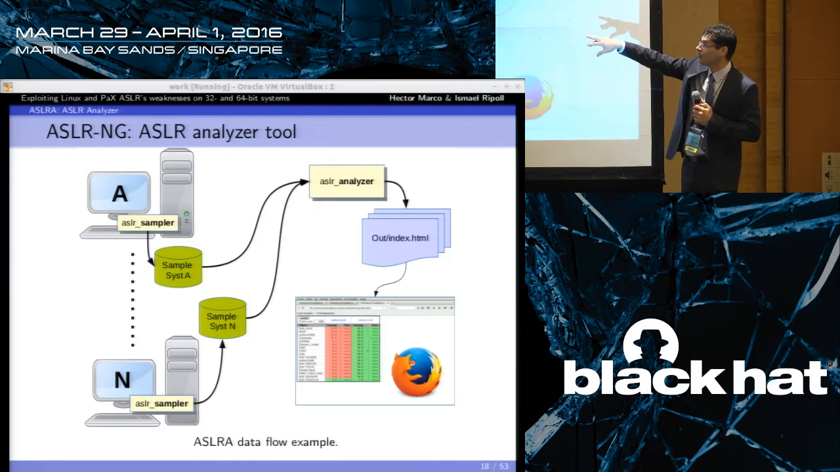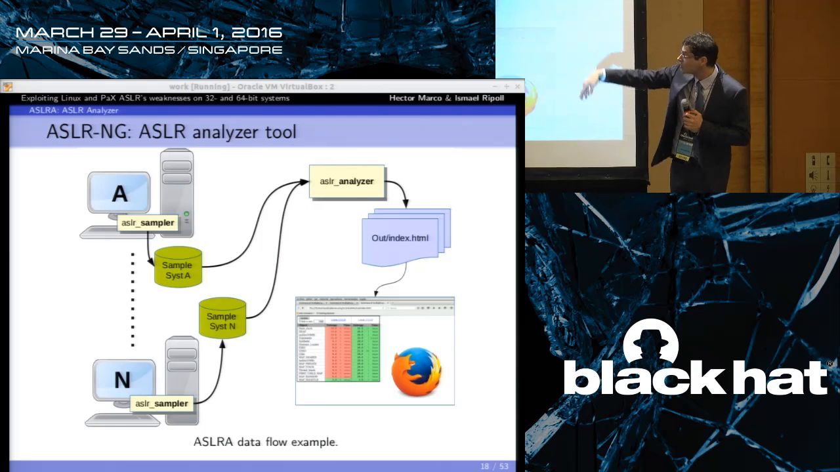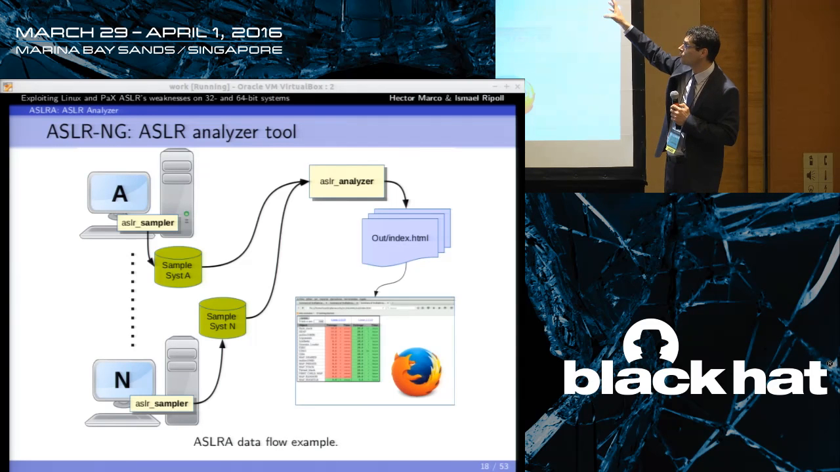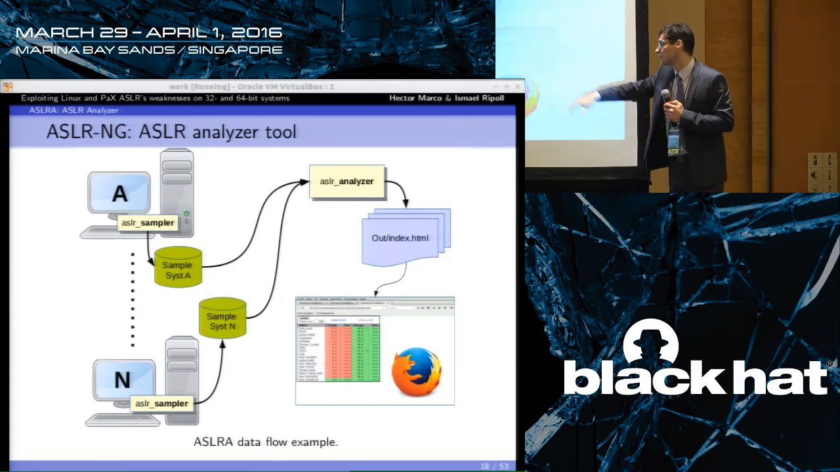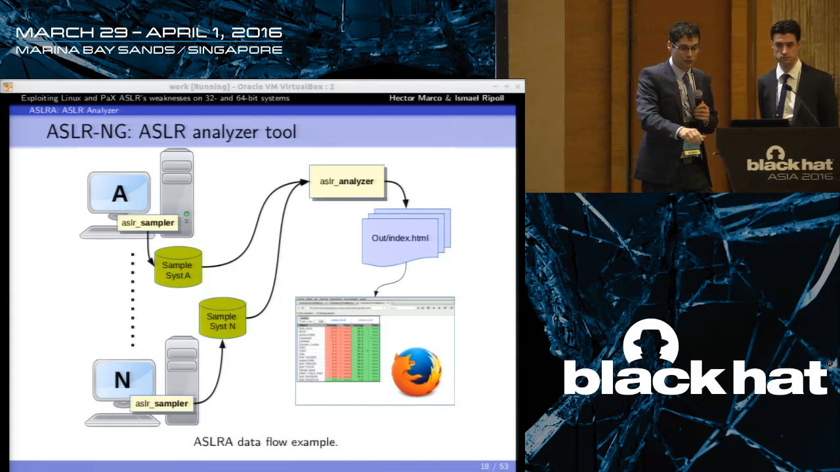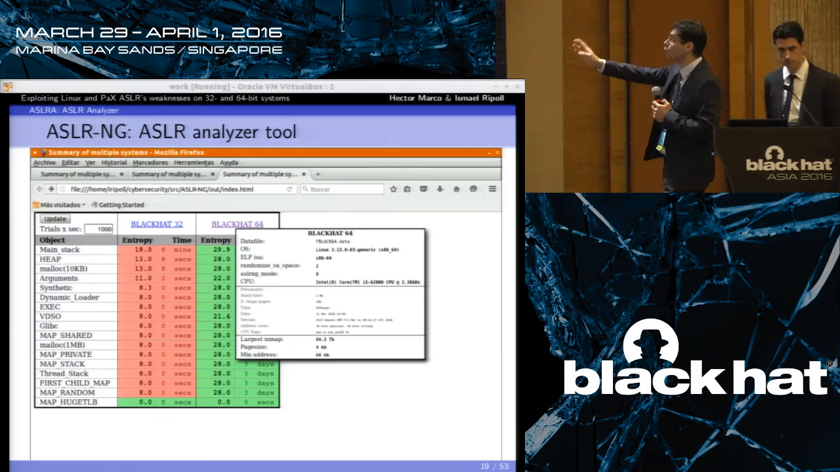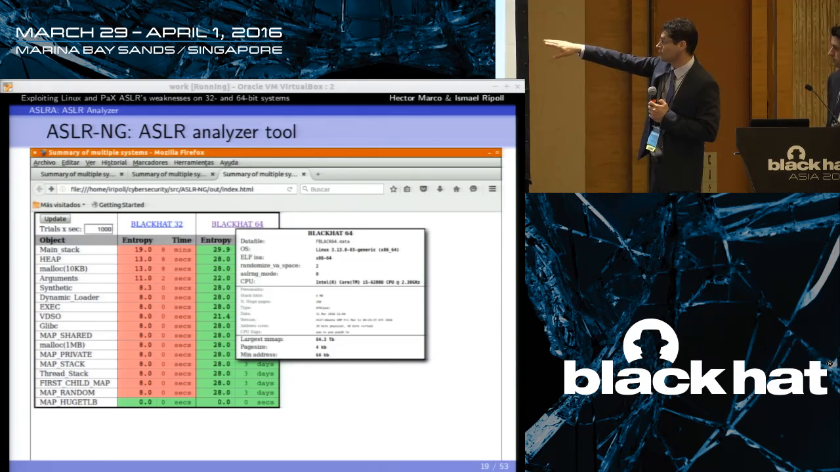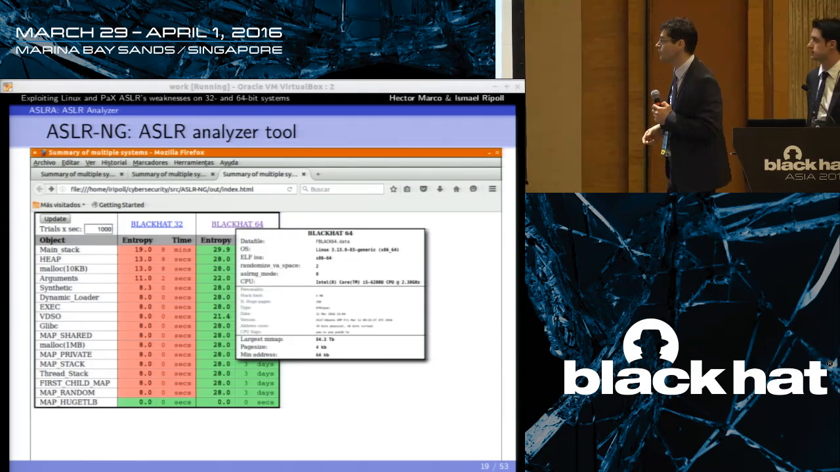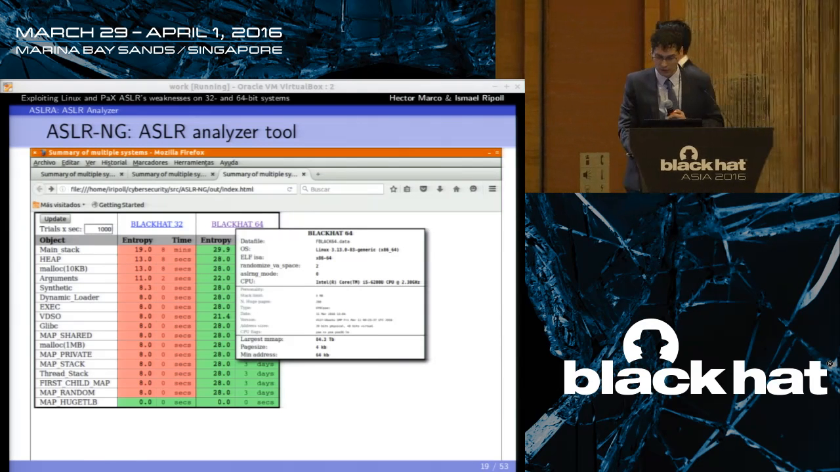We can sample a system or many systems, and then the analyzer collects all the information, puts it all together, performs statistical analysis, and displays it in a view. This is what we will see. It is possible to compare several systems, to compare the main stack and all the information in the white paper, and we will show you this tool.